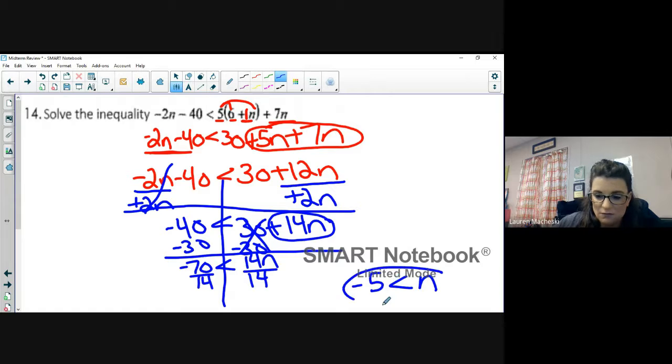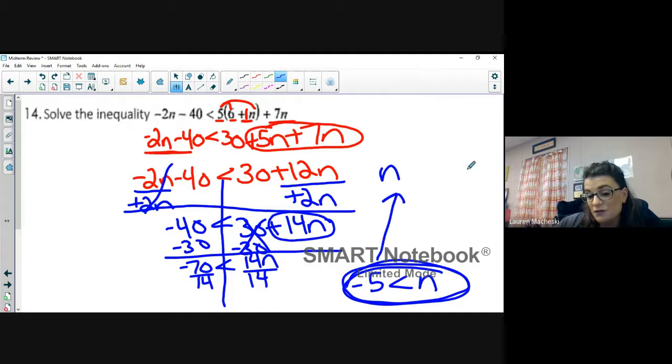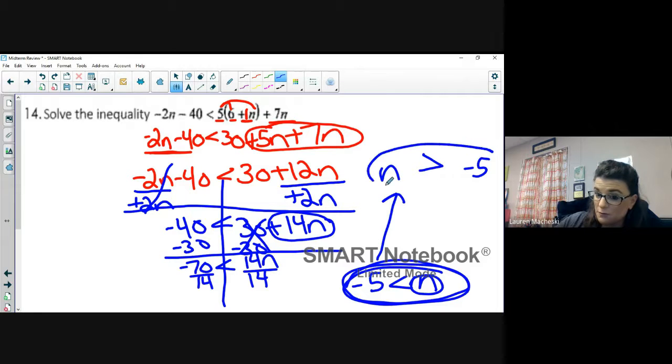Now, be careful. This is not written correctly. You usually should have it written with your variable first. So if I need my variable first and my number last, the mouth of my inequality is open towards the variable. So you make sure when you rewrite it, you keep it open towards the variable. Okay, so down here it says -5 is less than n. Up here, it's the same thing. You're just reading it a little bit better so you understand. This says n is greater than -5.